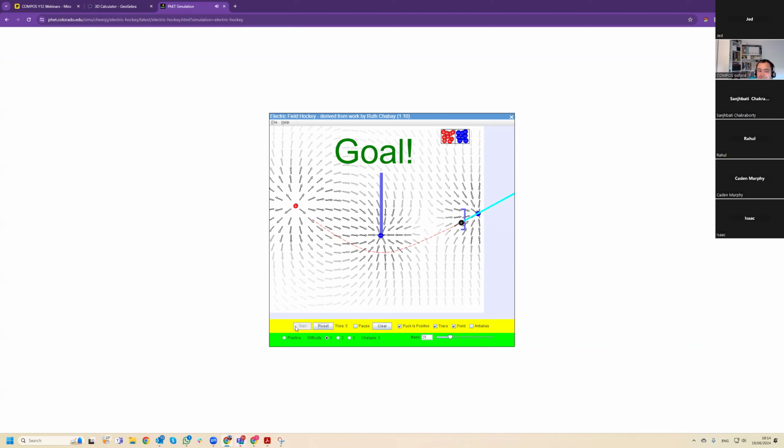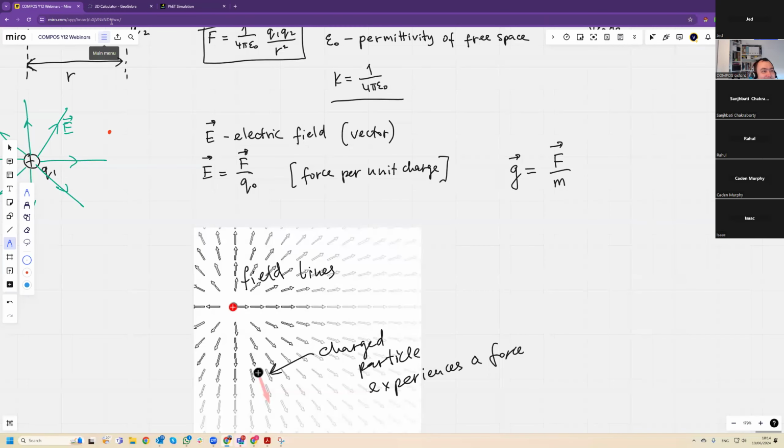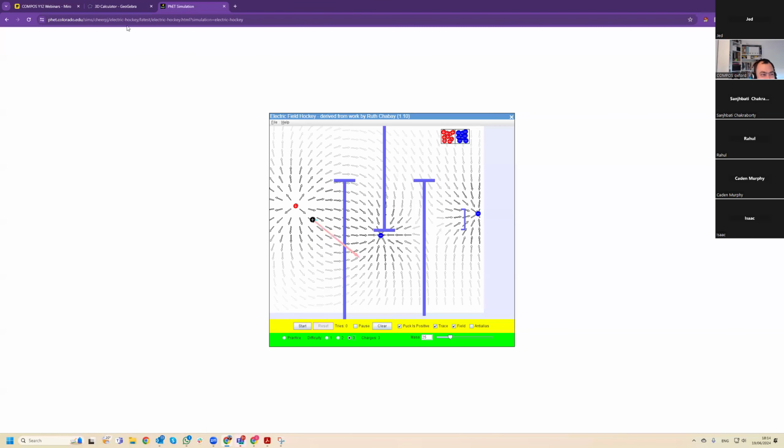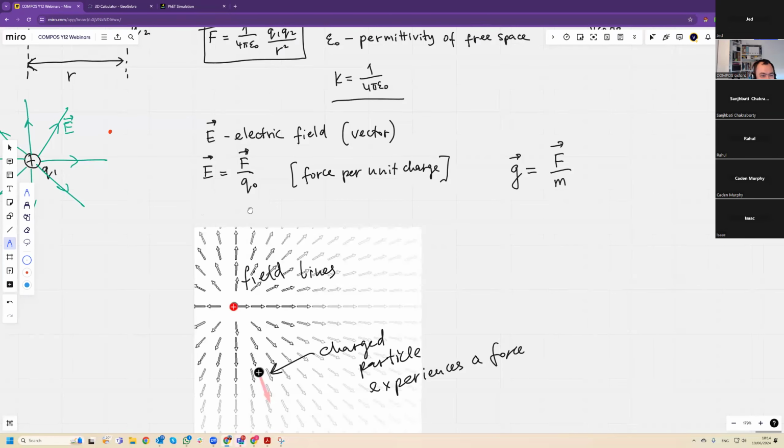Yes, I've done it. So, and then there's level 2 and there's level 3. If you enjoy electric fields, you'll have a few pleasant minutes solving this, or maybe hours, maybe days. Anyways, give it a go.